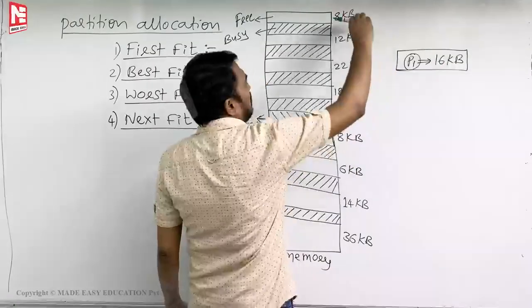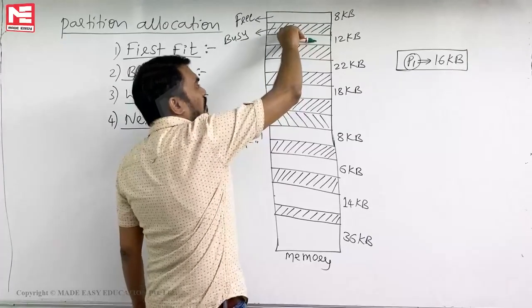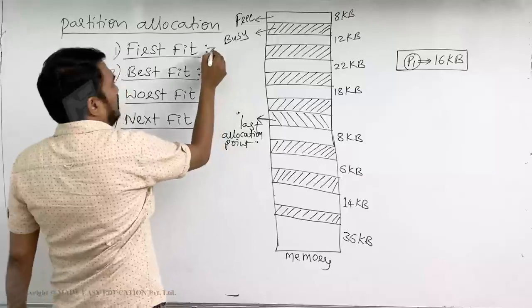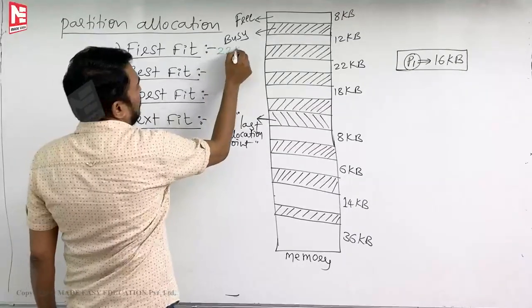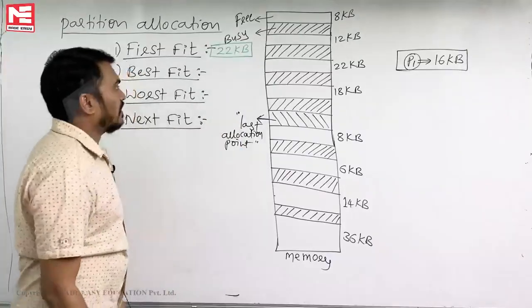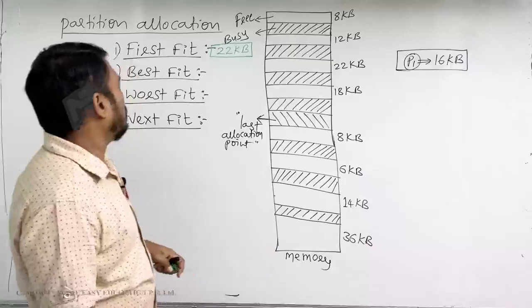P1 needs 16 KB. Is it sufficient here? No. Is it sufficient here? No. Is it sufficient here? Yes. So you are going to accommodate it in the 22 KB partition. Is that clear? So if P1 is coming, by using first fit you accommodate it in the 22 KB partition.